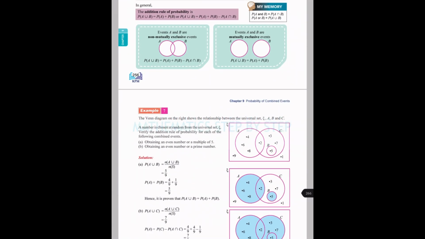So the addition rule of probability is: the probability of A union B equals the probability of A plus the probability of B, or the probability of A union B equals the probability of A plus the probability of B minus the intersection of the two sets. So it depends on the situation. Sometimes we will use this formula, sometimes that formula. So we have to learn to differentiate between mutually exclusive and non-mutually exclusive events.